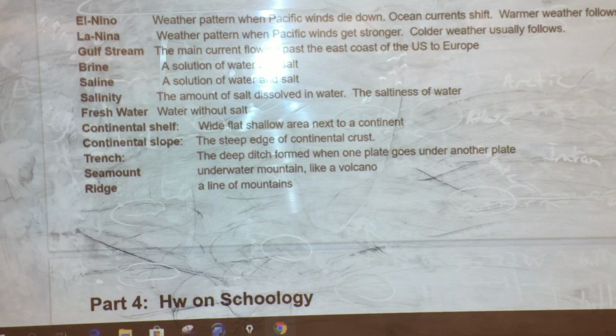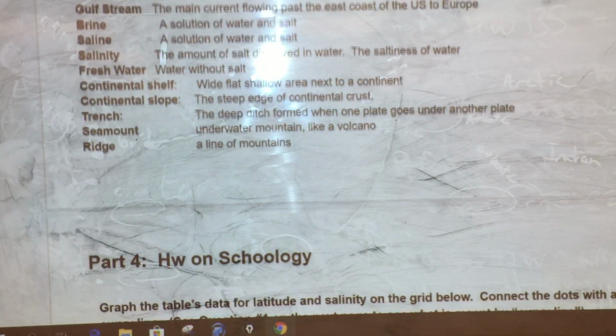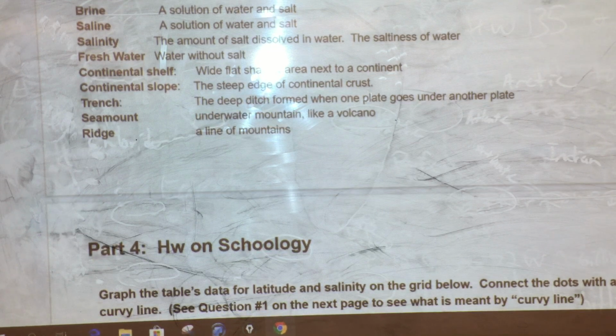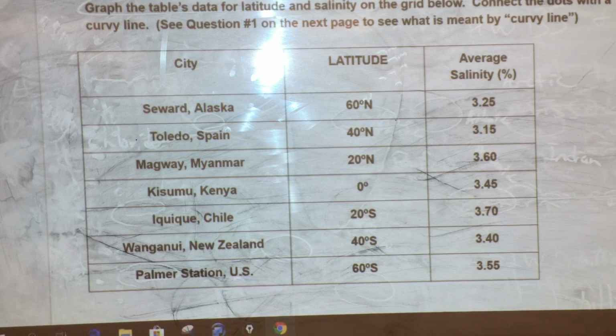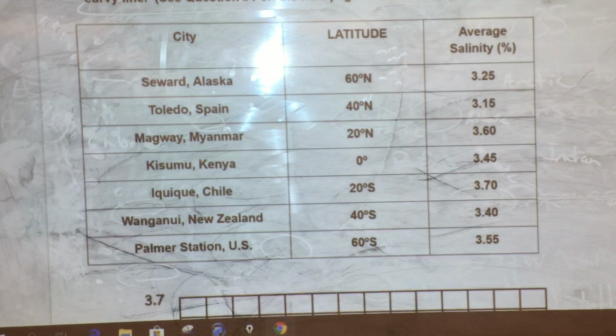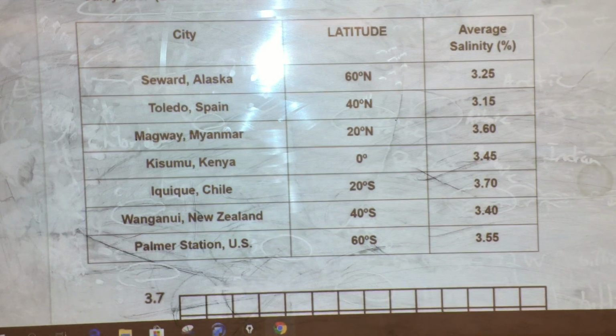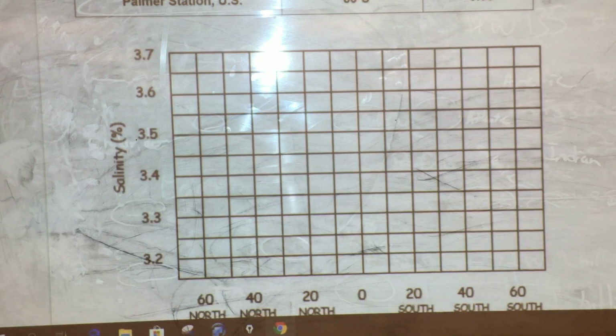And here's our vocabulary for the next quiz. That'll be next week. And then we have homework on Schoology. You're going to graph this data on this grid right here.